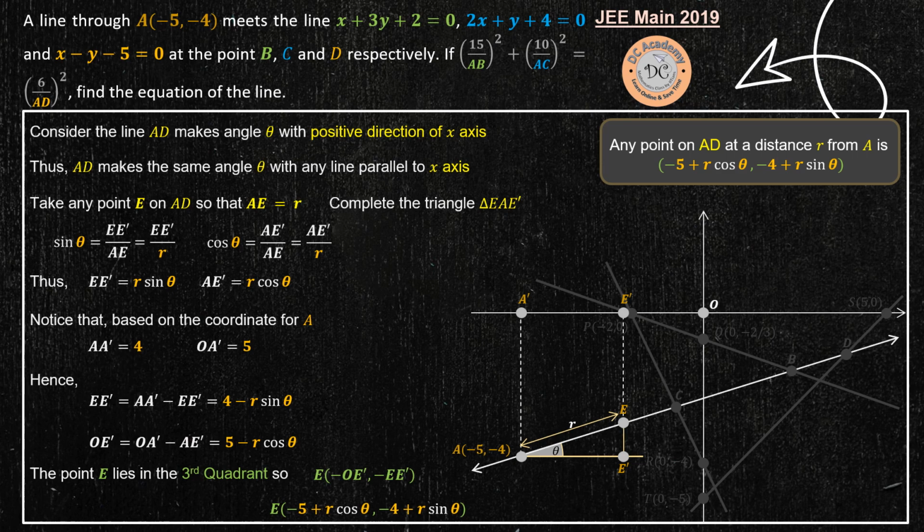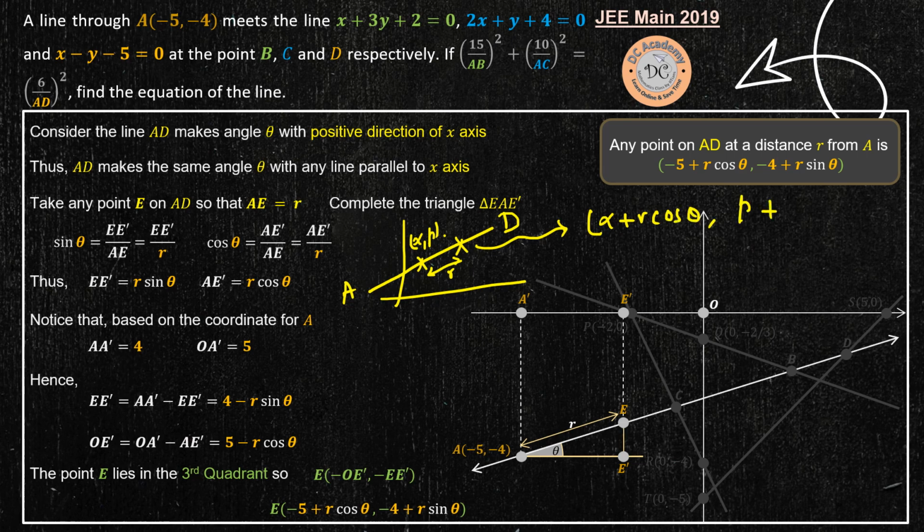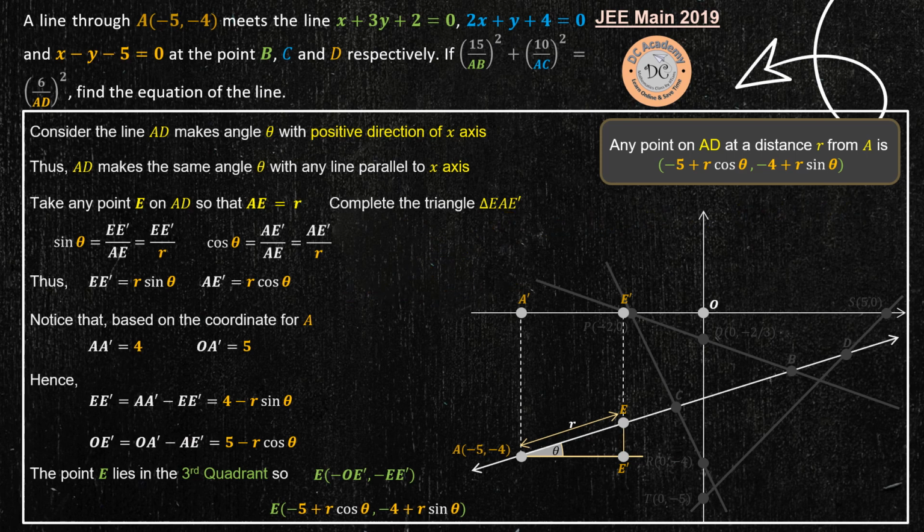Now, this is very obvious. We also know from theory that if we consider a line, let's say here AD, so I can rename that as AD, and it is a line, right? Any point on this particular line at a distance R from alpha, beta has the coordinate alpha plus R cos theta, beta plus R sine theta. That's a well-known fact, though here we proved it. Now here alpha and beta are minus 5 and minus 4. So whatever we regenerate for this particular problem is correct.